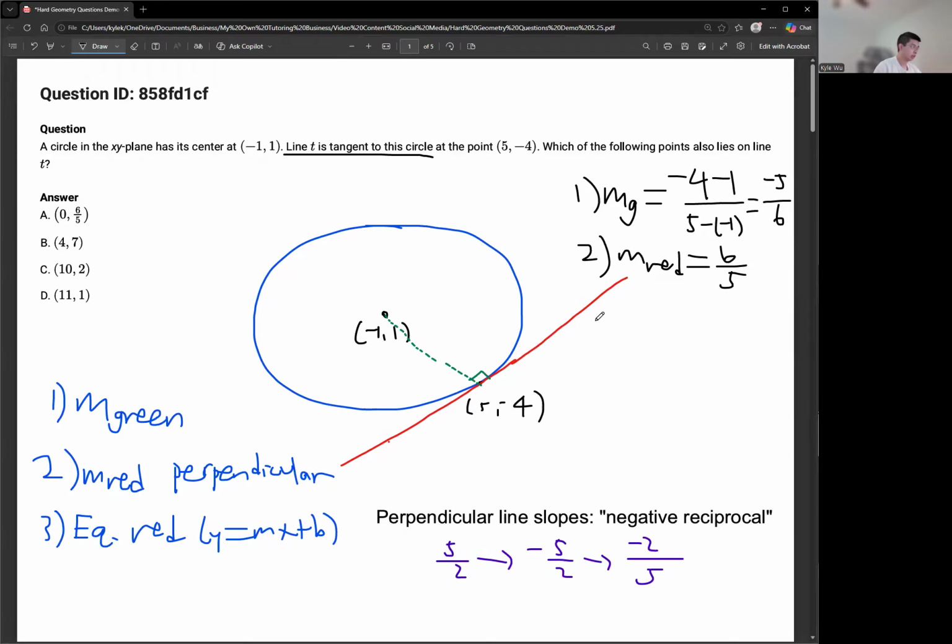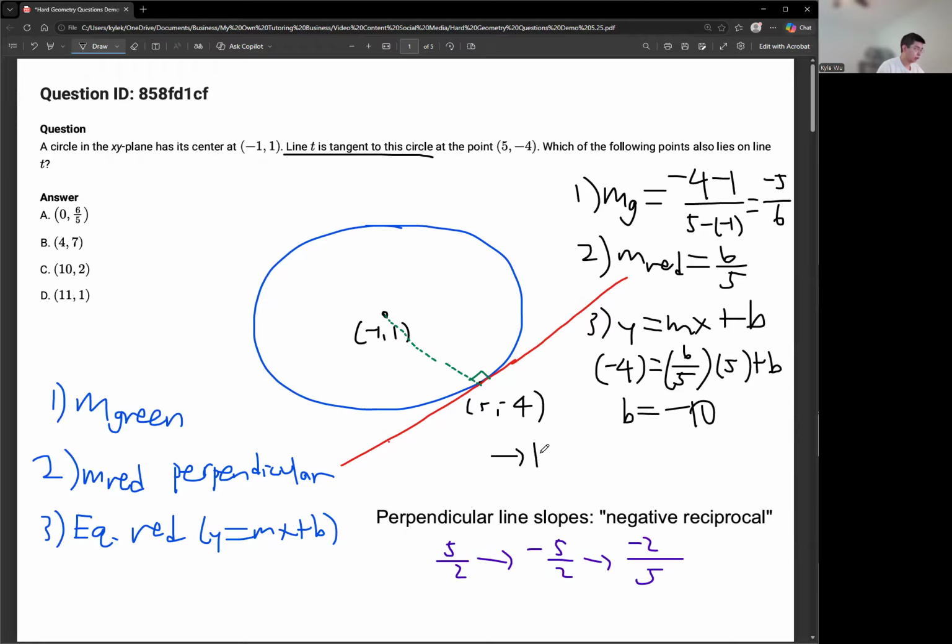So now we have the slope of the red line, and we have one point on the red line. Let's find that equation. y equals mx plus b. Let's plug in the point. y equals -4 equals the slope, 6 over 5, times the x point, which is 5, plus b. Now b, the y-intercept, is the only thing I don't know. I can solve for b, and when I solve this out, I find that b equals -10. And so the red line equation is y equals 6 over 5 x minus 10.